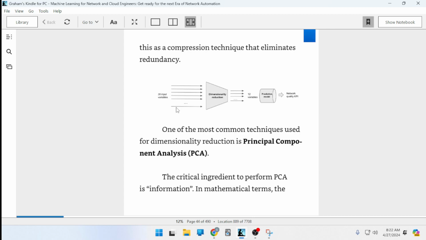So we've got 20 input variables coming into the dimensionality reduction. Now we have 12 variables that we can feed to our predictive model, and from that get a network quality KPI.